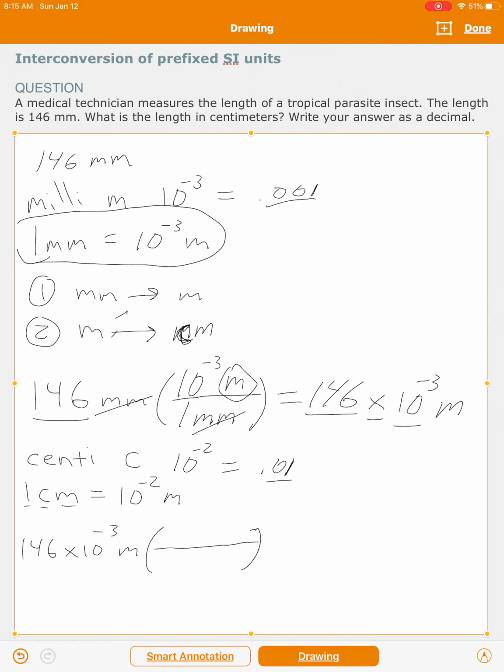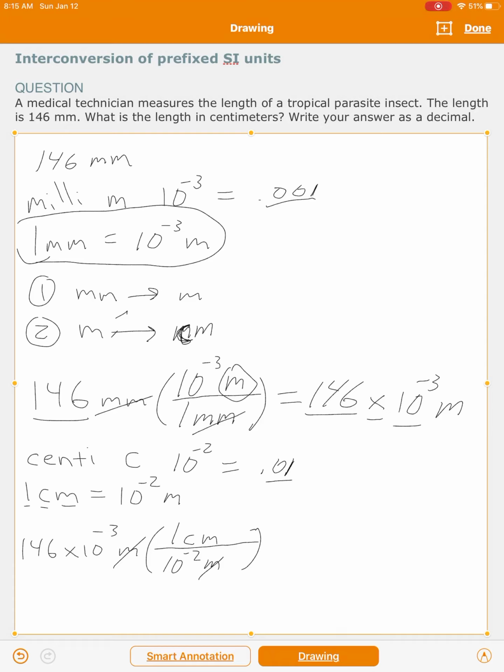Well, we want to get it into centimeters. That was the question, how many centimeters? So we want to have centimeters in the top. So we put 1 centimeter in the numerator, and we put 10 to the minus 2 meters in the denominator. Again, what's my logic? The logic is we want to have centimeters, so meter divided by meter cancels out.